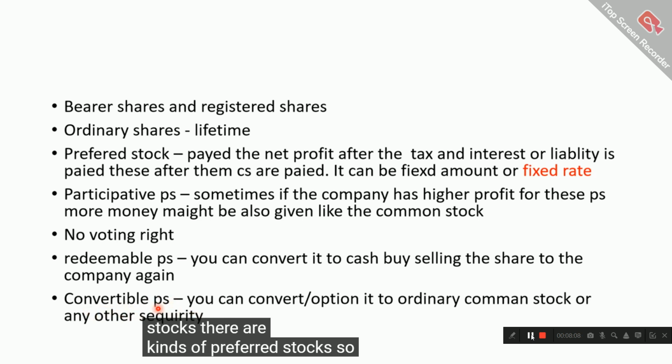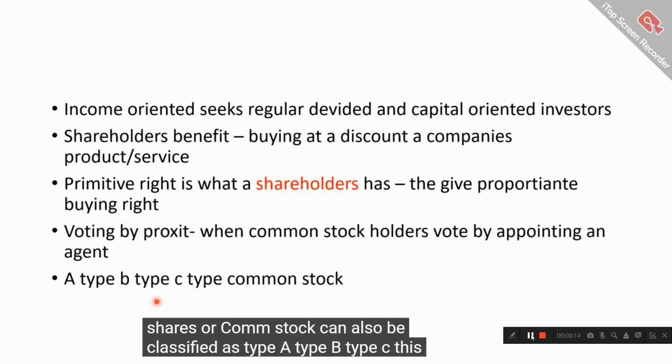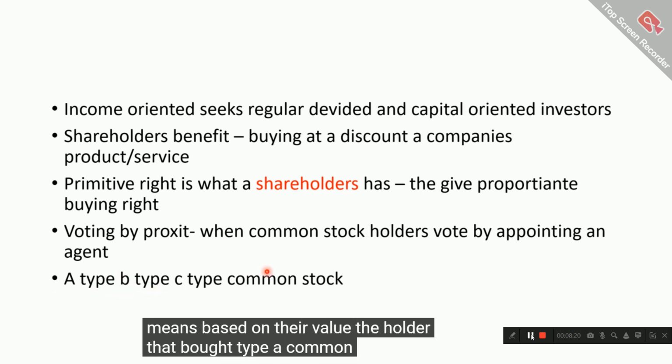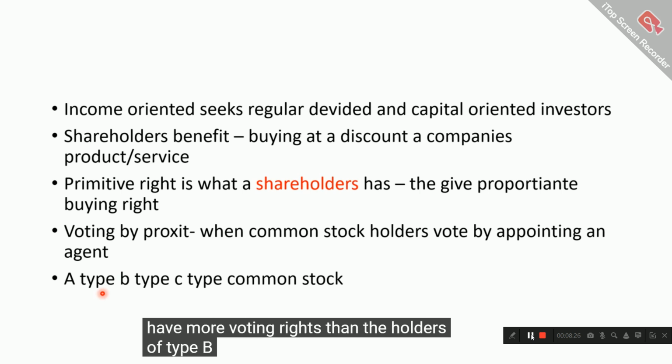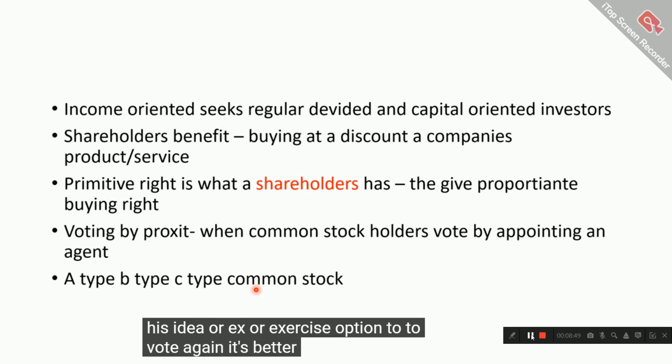Ordinary shares or common stock can also be classified as type A, type B, type C. This means, based on their value, the holder that bought type A common stock might have more voting rights than the holders of type B and type C common stocks. This has more value, this has a little bit less value, this has much less value when voting, because common stocks allow the investor to reflect his idea or exercise the option to vote. Again, it's better if you watch my financial management video.